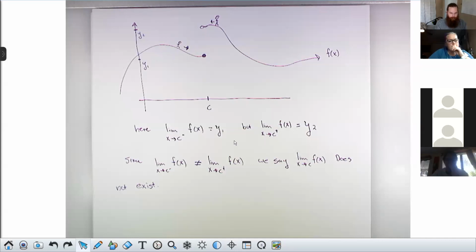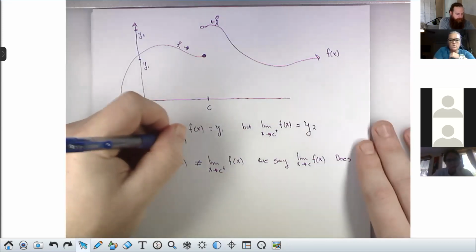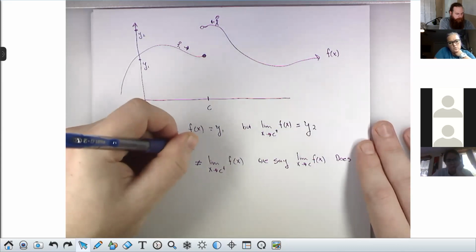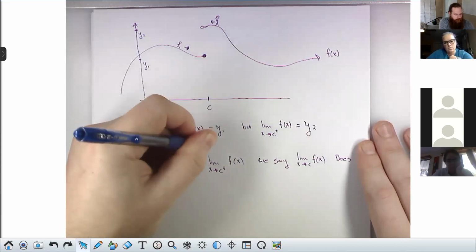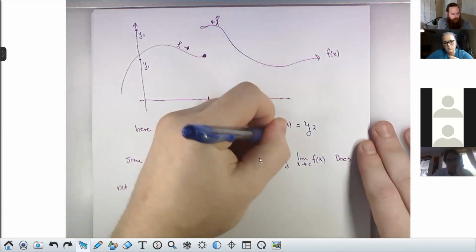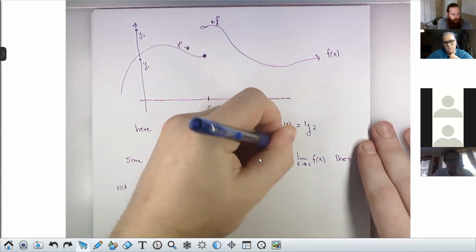So y is like the first one, c negative and then c plus? I couldn't hear the start of that. I'm sorry, could you say it just one more time? Is it like c negative and then c plus? So this negative means from the left, and this plus means from the right.